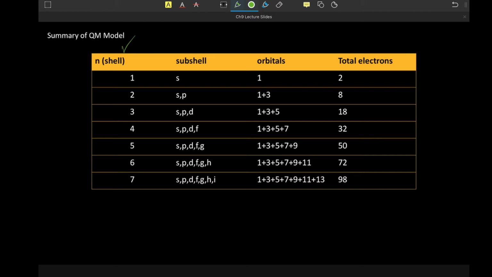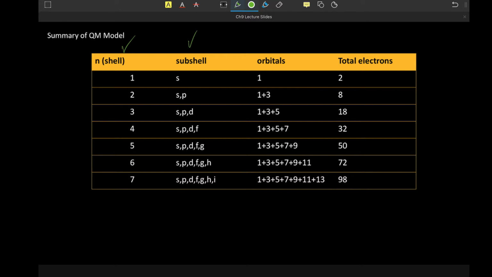Each shell, based on the shell number, is allowed a certain number of subshells, wherein the subshell is just the predicted three-dimensional region where we might find an electron. So the S subshell has a shape. The P subshell has a shape, D, F, G, H, I, etc. Every subshell has its own shape, which again represents the three-dimensional region where we might find an electron.